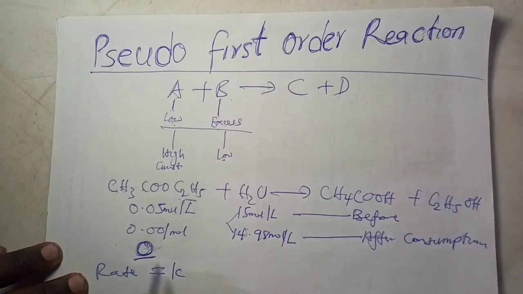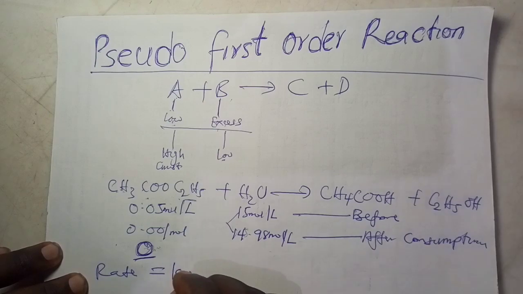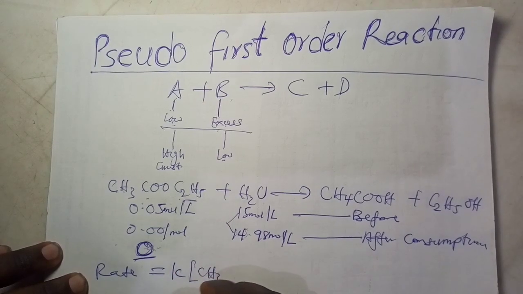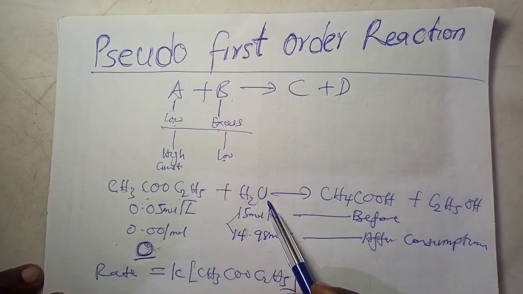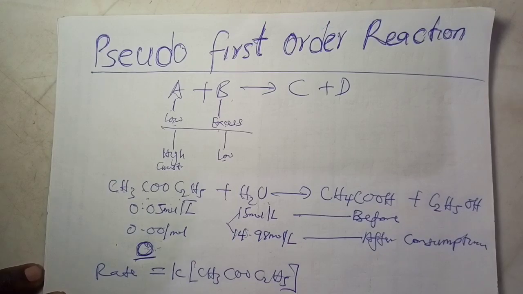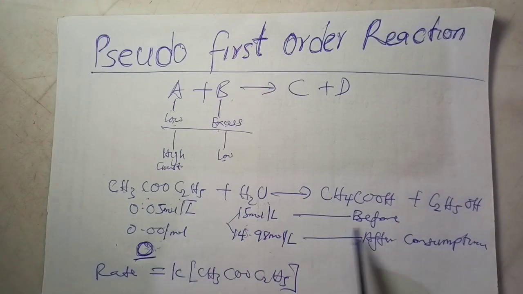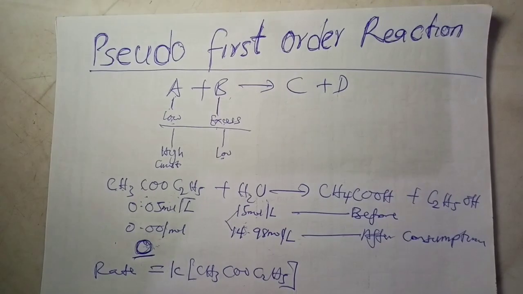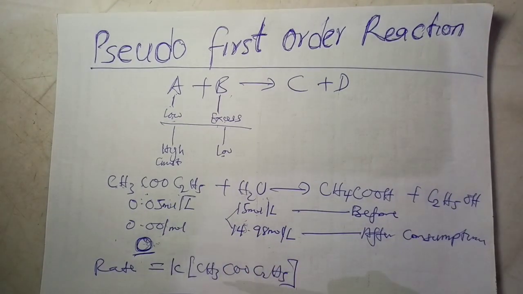When you are writing the rate law, it will be with respect to the one that is being consumed. The rate law will be equal to the concentration of CH3COOC2H5. You see, I didn't include water. So this is a pseudo first order reaction, and vice versa. If water is in very high concentration and the other is low, so that after consumption there is no significant difference between the initial and final concentration of water, then with respect to water it becomes a pseudo first order reaction.